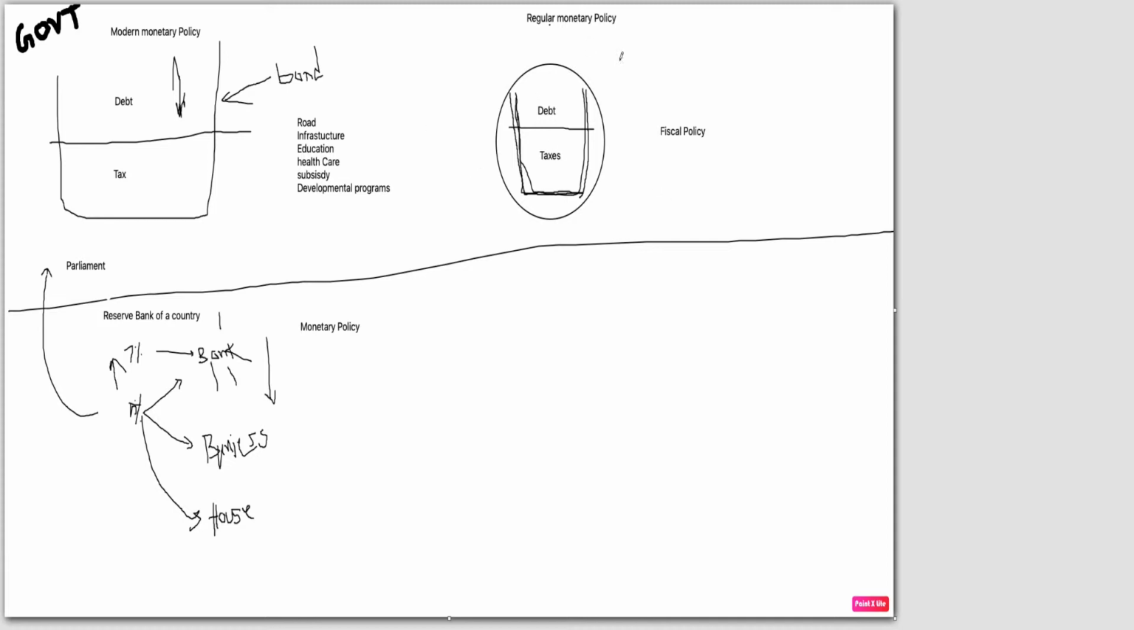So the government basically uses this kitty to do road construction, infrastructure, education, healthcare, subsidy and development programs, and so on and so forth. But the biggest issue in this entire framework is something called debt, because taxes can only be increased to a certain extent. Debt is the one which keeps going up because the government borrowing keeps going up.